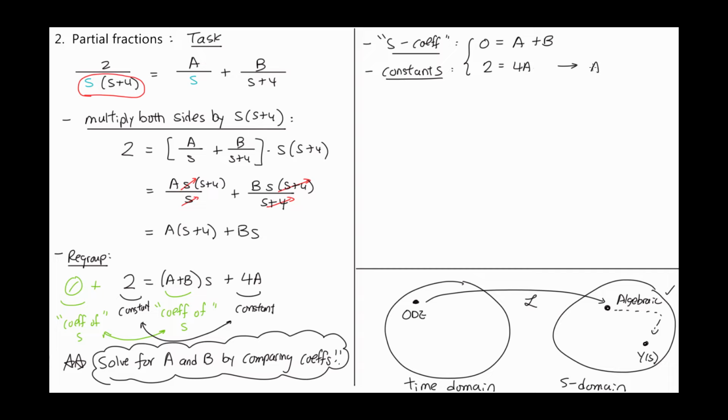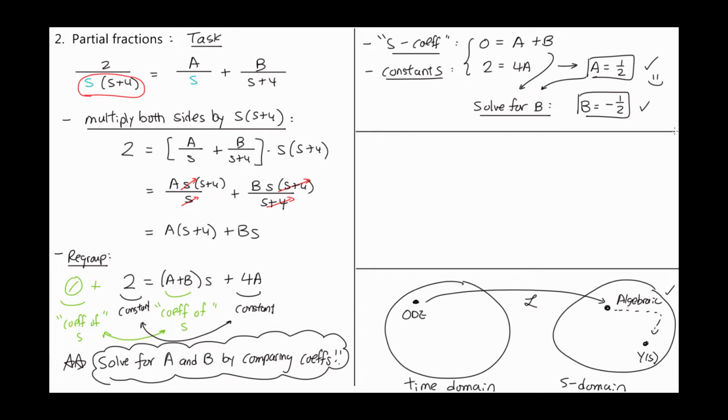So that means we already got a free answer. A must be equal to 1/2. Yes! That also means we can use these 2 equations and quickly solve for B. So B is going to be negative 1/2. Oh, that's cool. So what this means is the following.